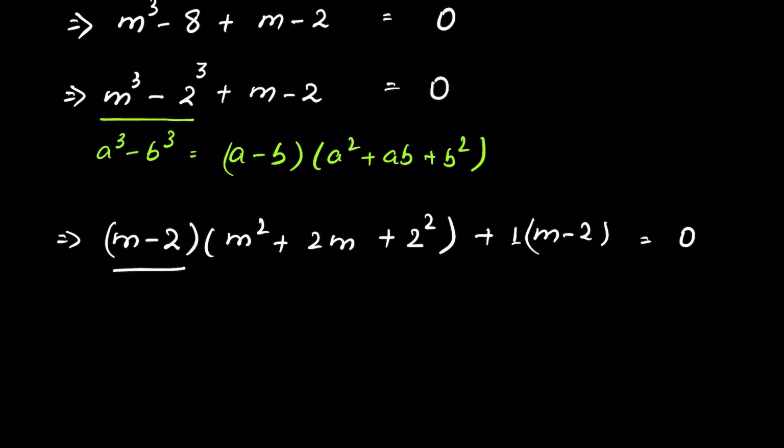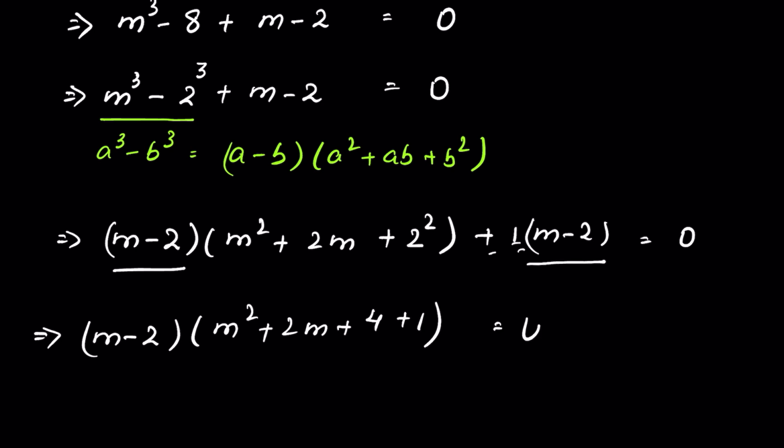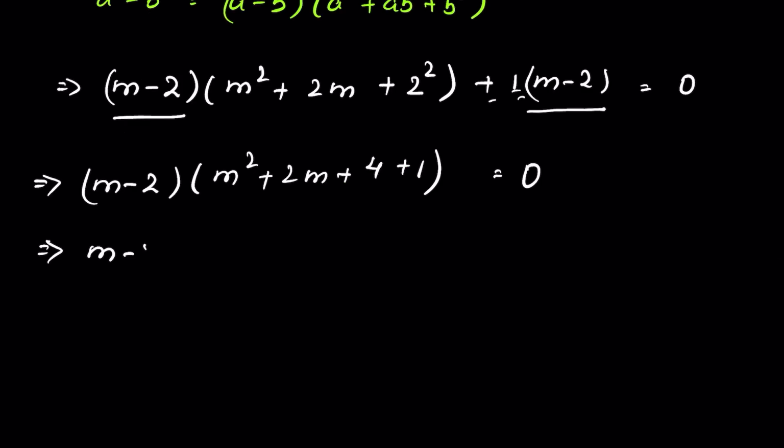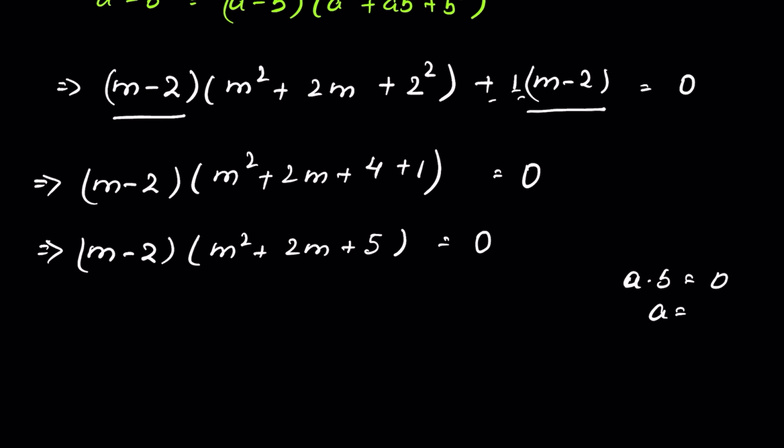Now m minus 2 here is the common factor, so we can write m minus 2, then the remaining factors are m square plus 2m plus 2 square, which is 4, plus 1 equal to 0, or m minus 2 times (m square plus 2m plus 4 plus 1, which is 5) equal to 0. When a times b is equal to 0, then either a is equal to 0 or b is equal to 0. So that means when m minus 2 is equal to 0, in that case m is equal to 2.